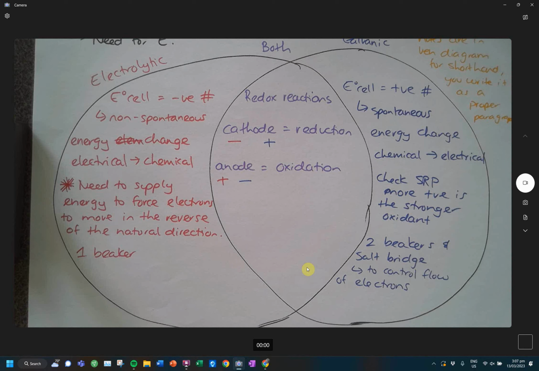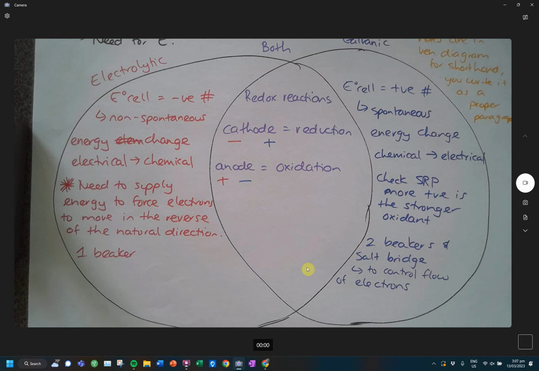So that's just another point of comparison, the electrodes themselves and what charge label they get. And that just depends on how it's hooked up to the battery or the flow of the electrons. And that's basically it for that comparison. So this is kind of the summary notes of it.